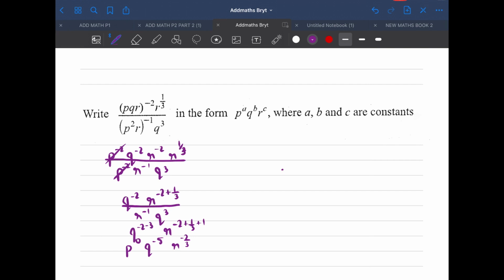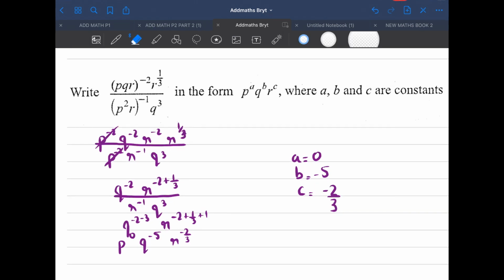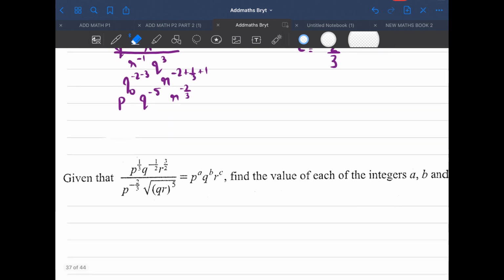So my value of a is 0. My value of b is minus 5. And my value of c is minus 2 upon 3. Did you get till this point? Let's shift to the next question.